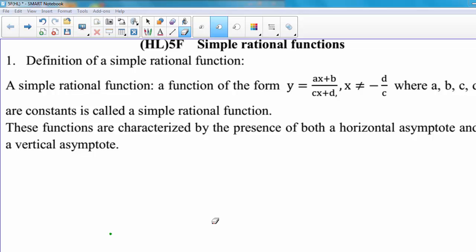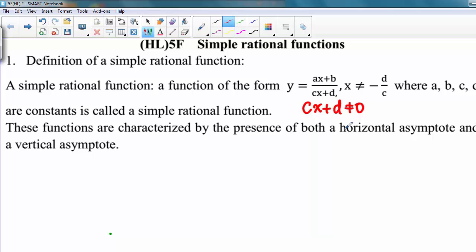What is a simple rational function? A function of the form y equals (ax plus b) over (cx plus d), which is a linear divided by linear type. And we all know this one already. The denominator cx plus d cannot be 0. If you solve this, we get x cannot be negative d over c. So this one, negative d over c, is also the undefined value for this function.